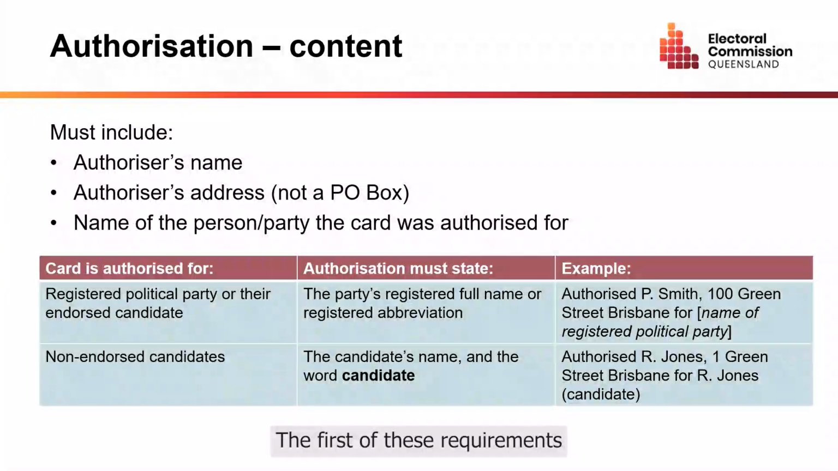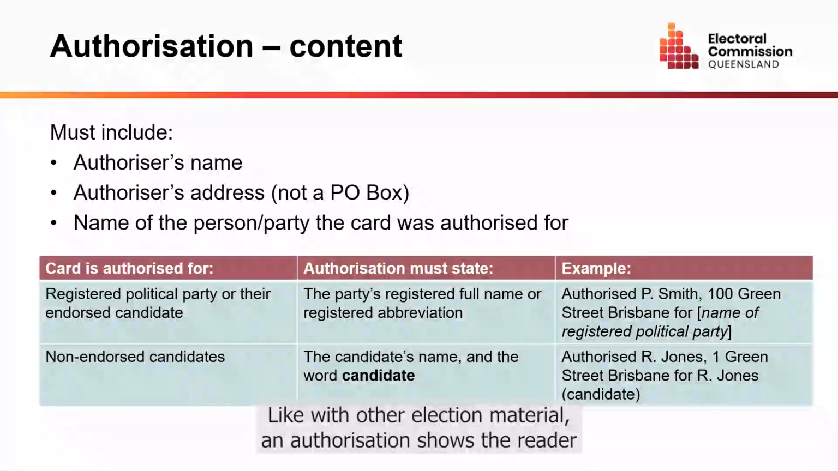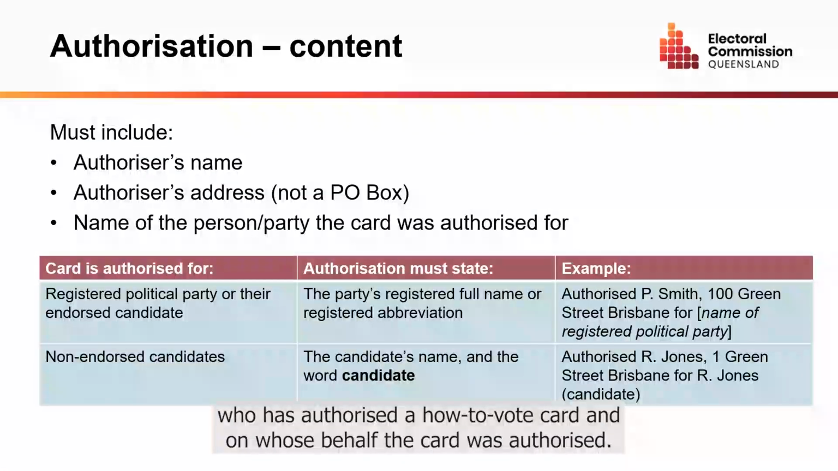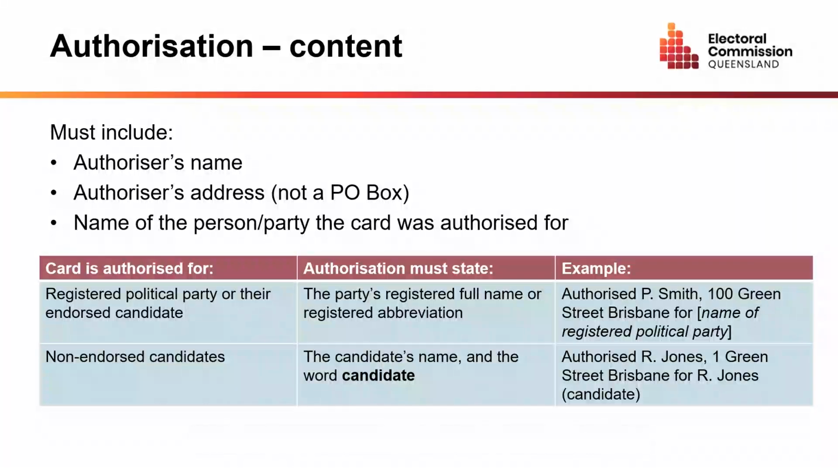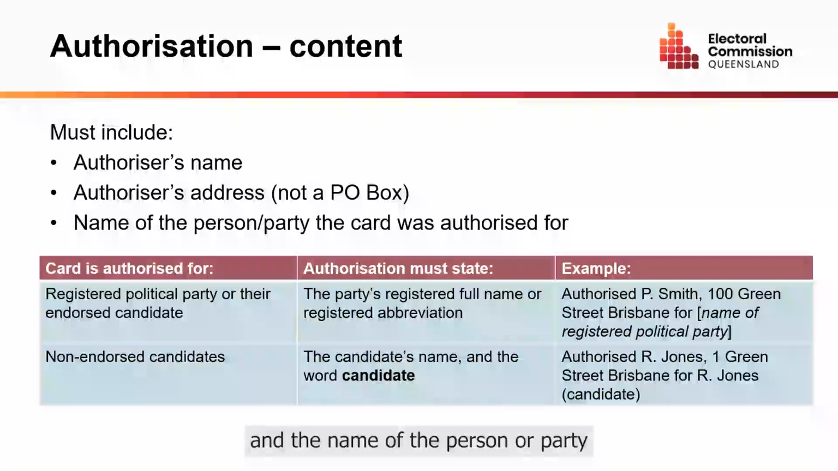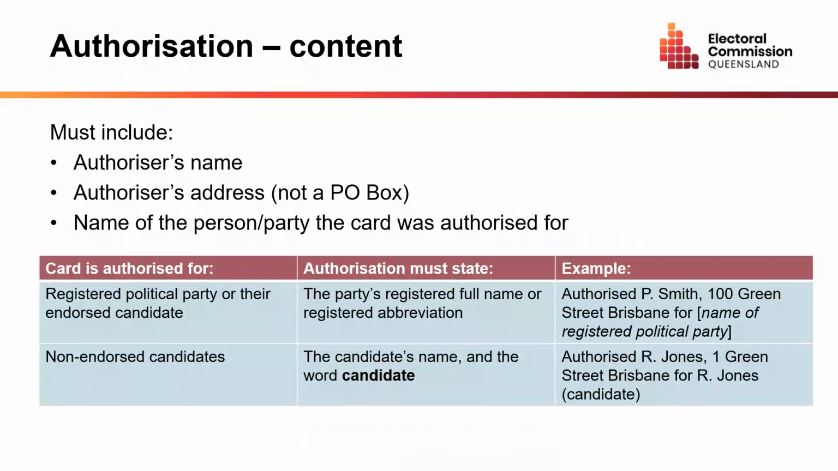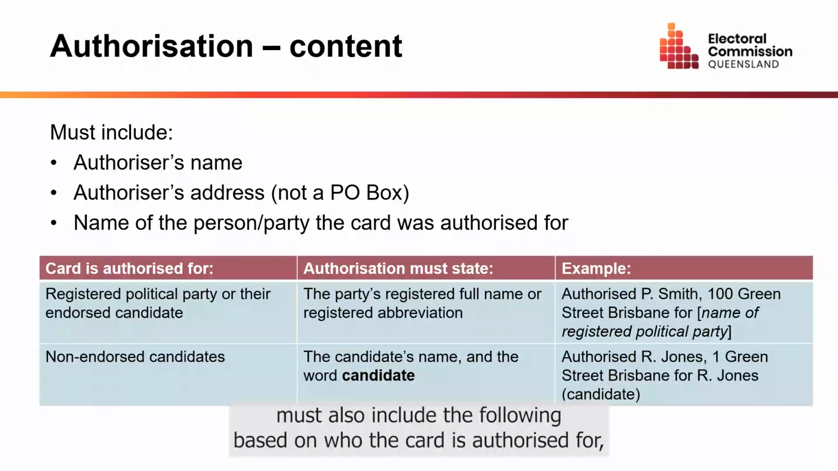The first of these requirements is for the card to be authorised correctly. Like with other election material, an authorisation shows the reader who has authorised a how-to-vote card and on whose behalf the card was authorised. All how-to-vote card authorisations must include the authoriser's name, their address, which cannot be a PO box, and the name of the person or party the card was authorised for.